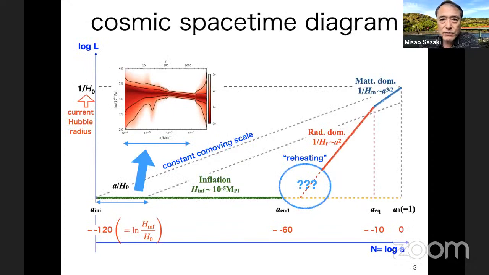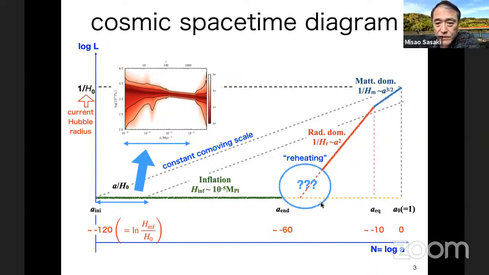This is the cosmic space-time diagram, which I guess everybody knows. The horizontal axis is the log of the scale factor, which is called the number of e-folds, and the vertical axis is the log of the length scale. The straight line is a constant comoving scale, for example the current horizon scale, which goes back to the very early universe and crosses the Hubble horizon during inflation. During inflation you have approximately constant Hubble horizon size.